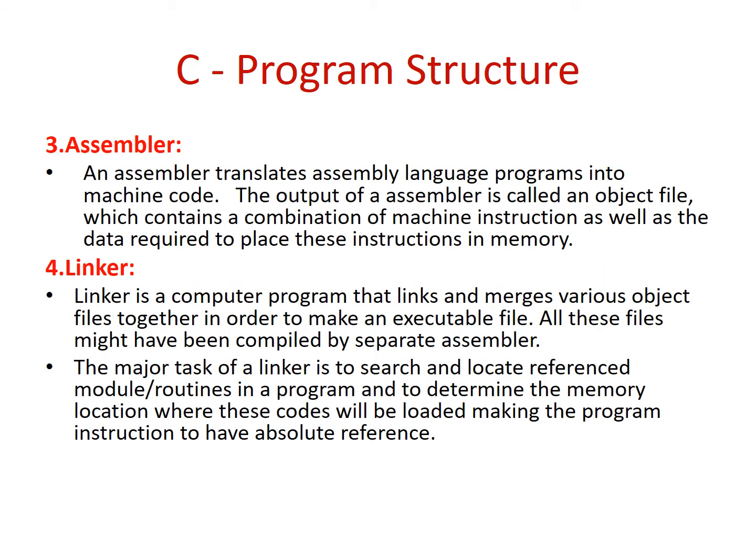Next is an assembler. An assembler translates assembly language program into machine code. The output of assembler is called an object file, which contains a combination of machine instructions as well as the data required to place these instructions in memory.